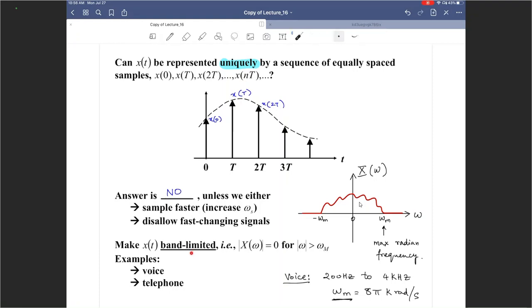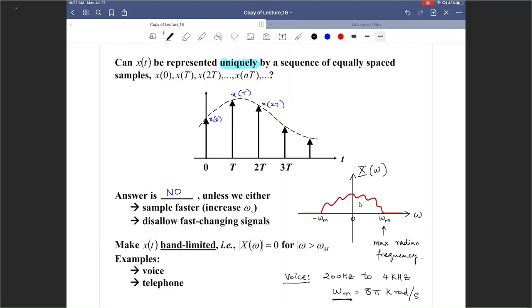Some examples of a band-limited signal: voice. It is band-limited to 4 kilohertz, which means that in terms of radians per second, omega m, it is band-limited to 8 pi kiloradians per second. Telephone sounds, those are all band-limited signals. A rectangle in frequency domain is band-limited. A triangle in frequency domain is band-limited.